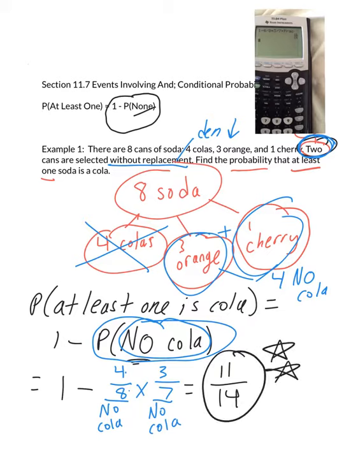Now you might be saying, well, that was a lot of work. Honestly, once you get the hang of it, this is quicker than the other way we could calculate at least 1 cola. Because the other way would be, okay, first figure out if the first can we draw is a cola, then figure out the probability that the second can we draw is a cola, then third part, figure out the probability that both cans are cola, then add up all 3 of those probabilities together. So that would still give you the same right answer, but that would be a lot more time consuming. So that's why it's just easier to work backwards and do 1 minus the probability of no or none, that opposite event occurring.